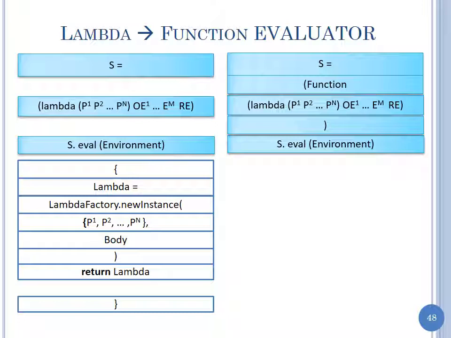Let's go and see how we have to change. This is what we did with the lambda evaluator. We said lambda factory new instance, gave it the parameters and the body, and it returned the lambda. That was returned by the lambda factory. Now we don't quite know what the function factory does, so let's imagine there is a function factory.